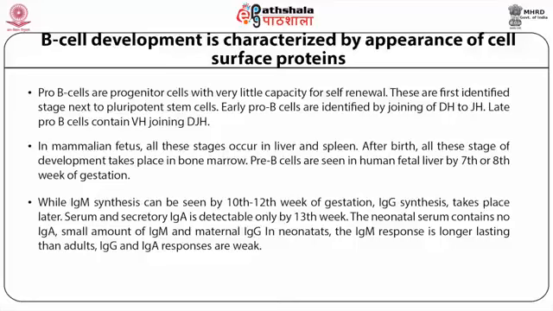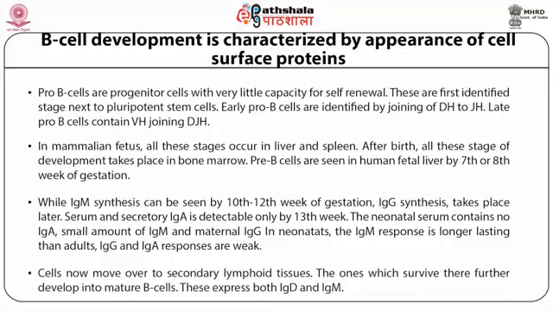The neonatal serum contains no IgA, only small amounts of IgA, M and maternal IgG in neonates. The IgM response is longer lasting than in adults. IgG and IgA responses are weak. This is presumably due to lack of T cell cooperation. Neonates also lack the IgG2 subisotype and thus are unable to respond to carbohydrate antigens.